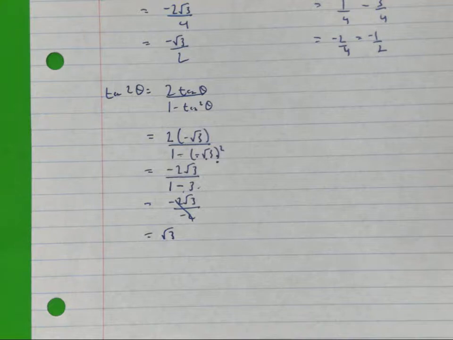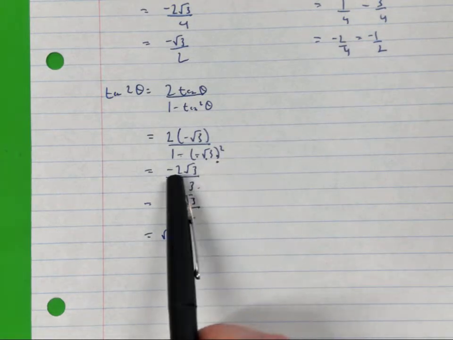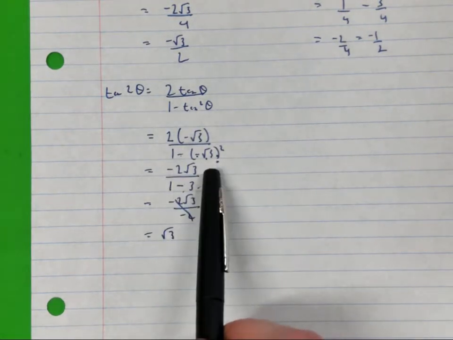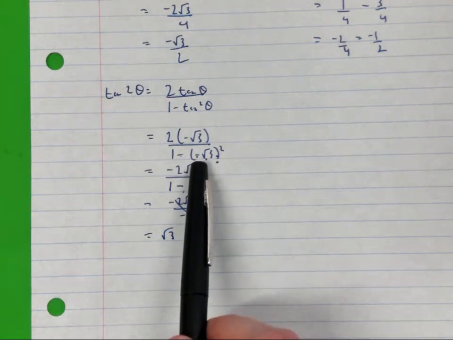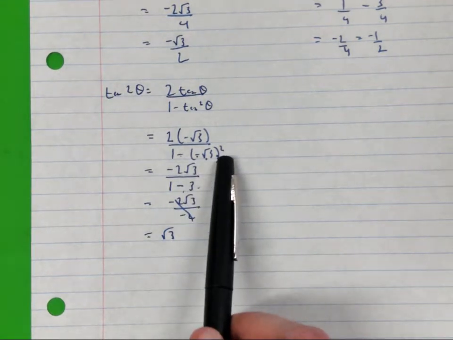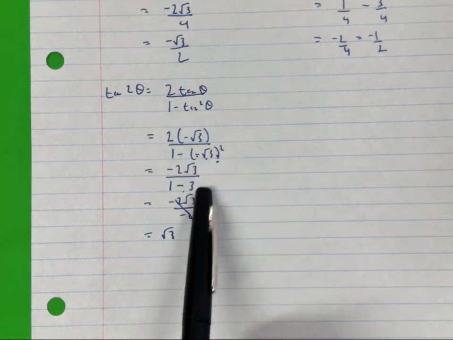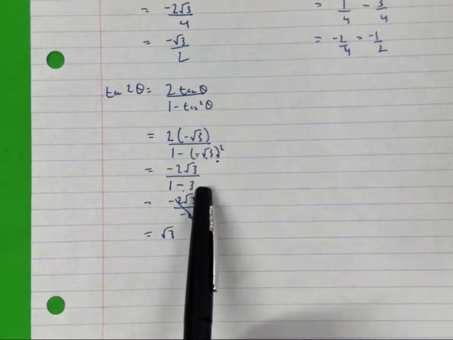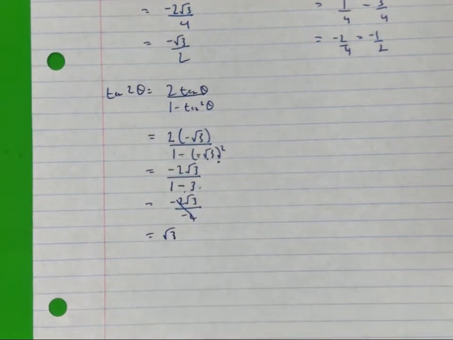Tangent 2 theta: 2 times tangent theta over 1 minus tangent squared. That's 2 times negative root 3 over 1 minus negative root 3 squared. On top, that gives me negative 2 root 3. Now be careful here. You've got to do what's inside the parentheses. A negative squared is a positive. It's going to be a positive 3, but you've got to bring that negative. 1 minus 3 is negative 2. Cancel those out. That's root 3.